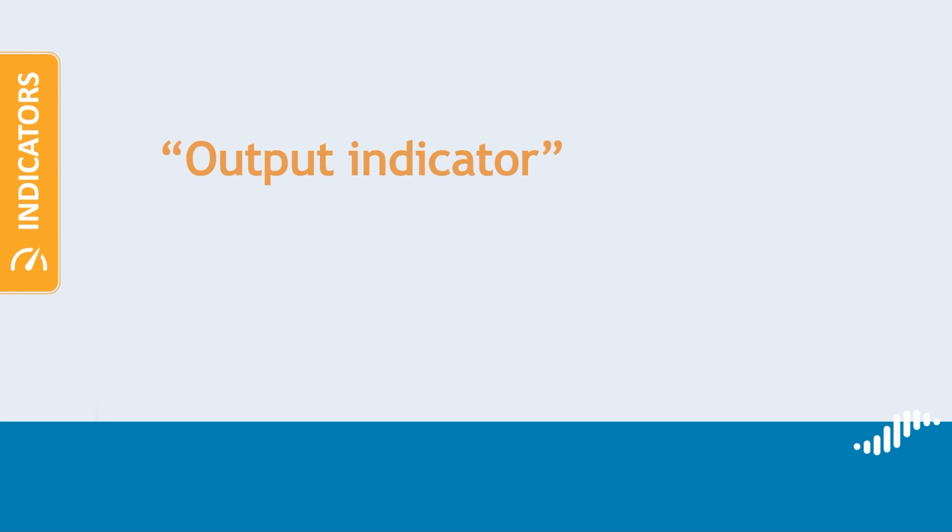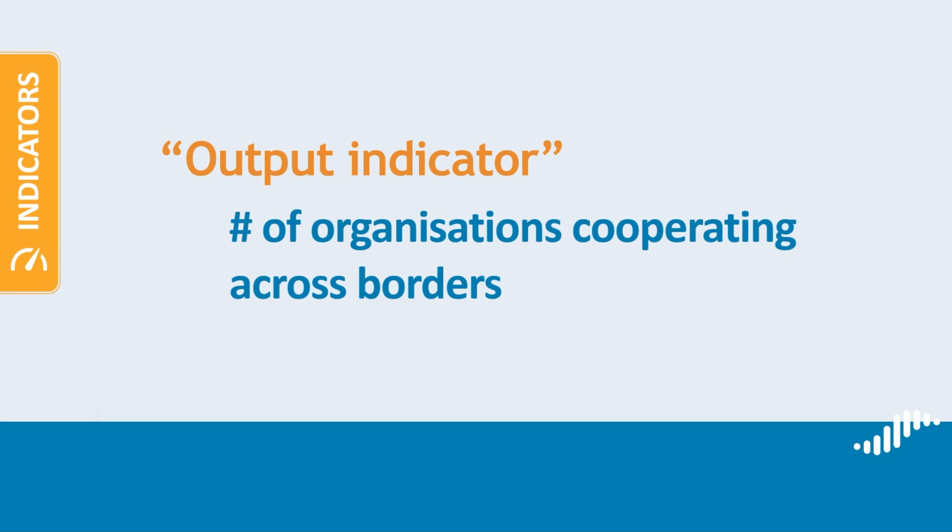To end this tutorial, we would like to provide some information on the indicators to which core projects need to contribute. There are 3 output indicators and 2 result indicators. The output indicator, organizations cooperating across borders, is directly linked to your partnership. It counts the project partners and associated organizations.